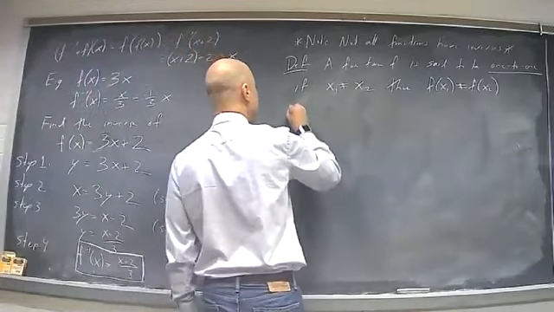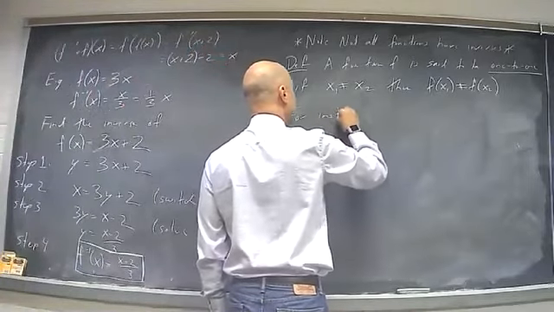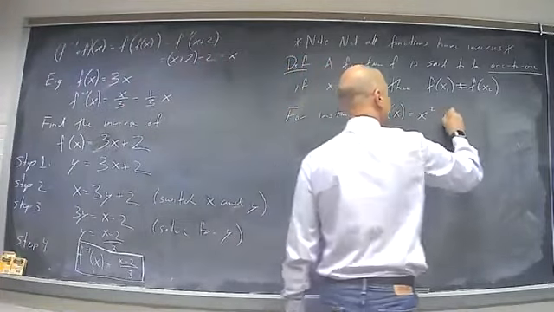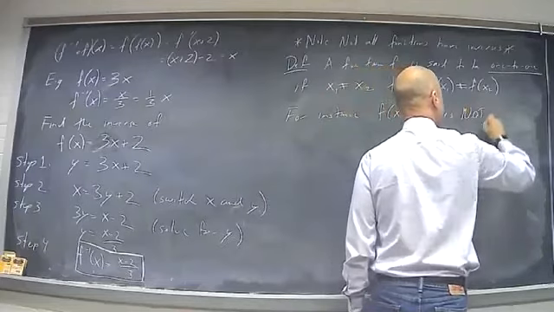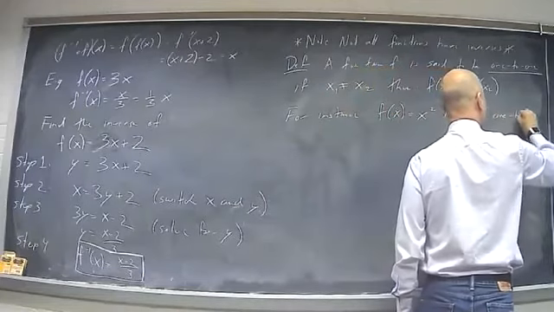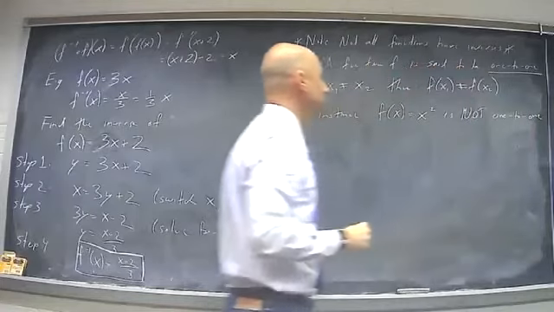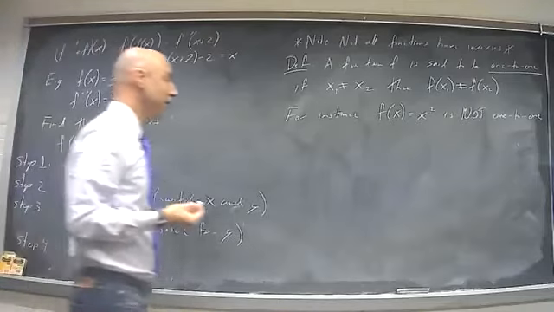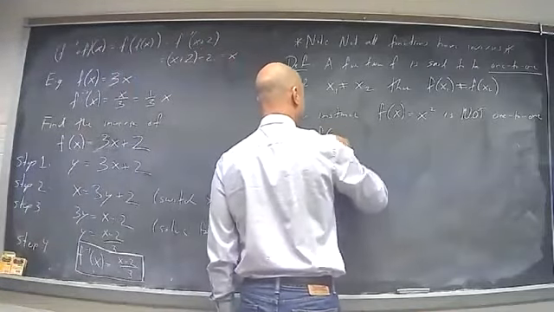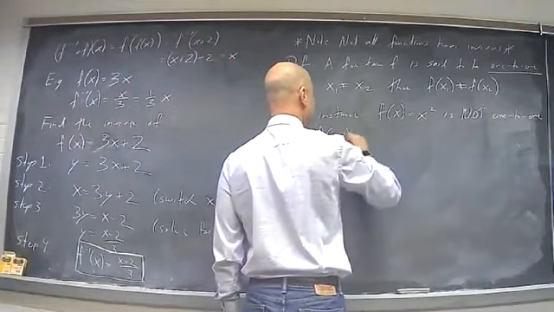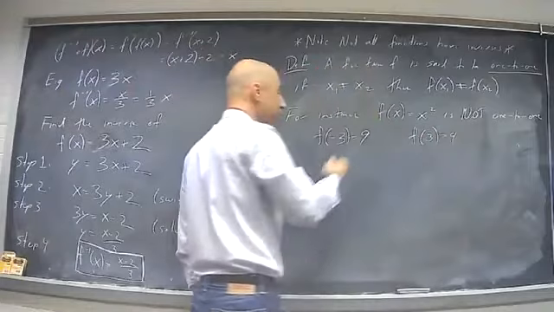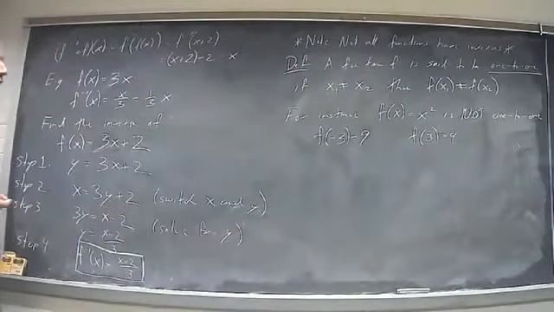For instance, f of x equals x squared is not one-to-one. It's not one-to-one. I can plug two different x values in there and get exactly the same thing. So f of minus 3 is 9, and f of 3 is 9. So as soon as you can find two different x values that give you the same y value, it's not one-to-one.